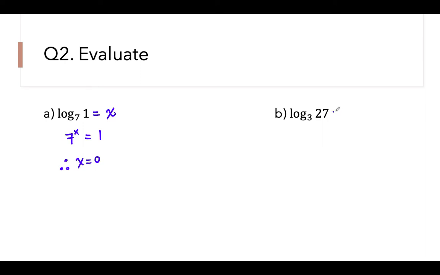Same thing, letter B is equal to x. So we say 3 to the x is equal to 27. 3 to the x is equal to 3 to the 3. So x is equal to 3.